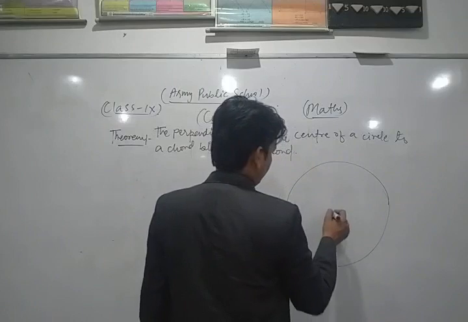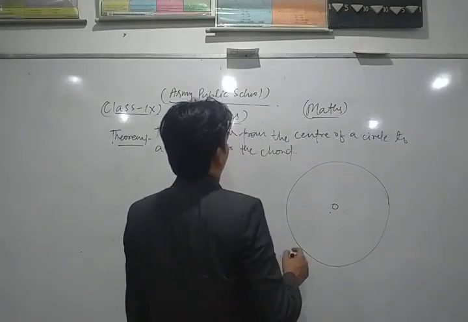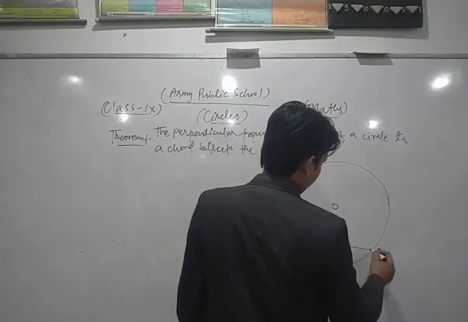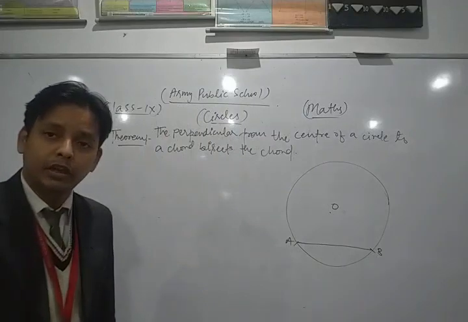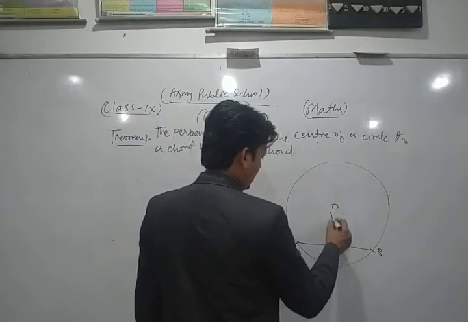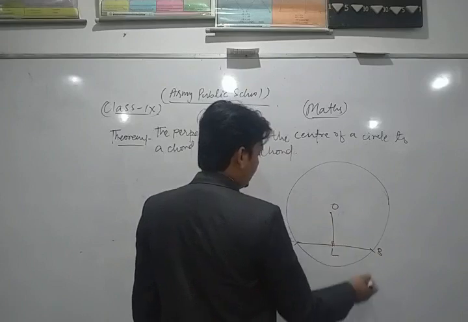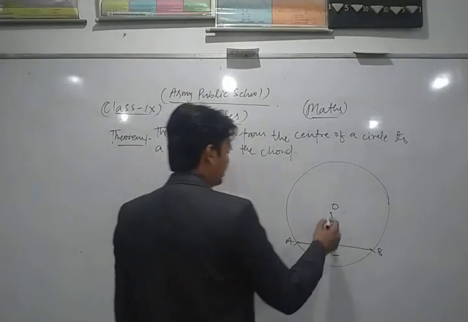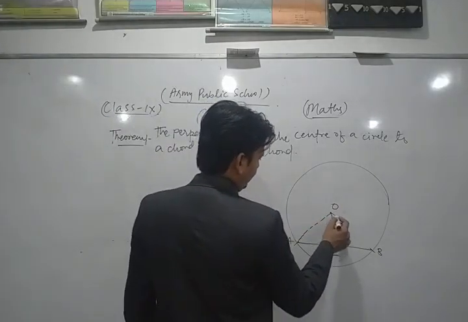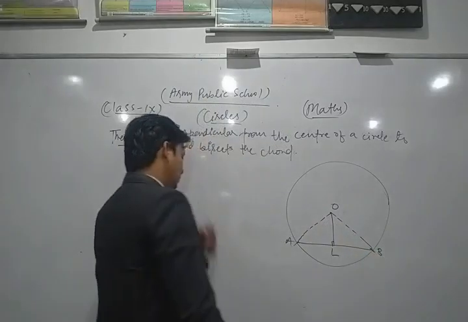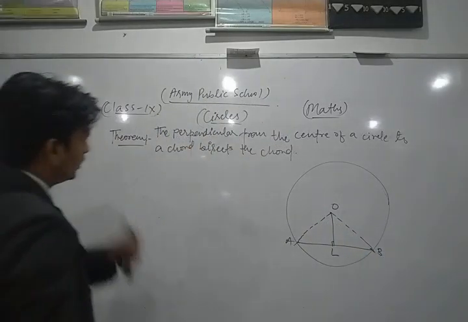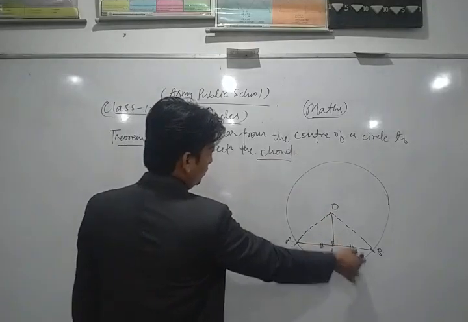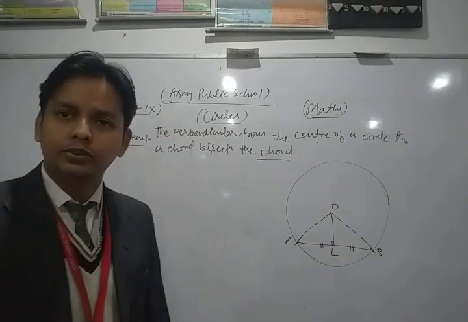draw a circle with center O and a chord. We take A and B as any two points on the circle and join them. So this is the chord. Suppose we draw OL perpendicular to AB. Now we have to do some construction: we just join OA and OB respectively. And we have to show that the perpendicular bisects the chord, meaning AL is equal to BL.